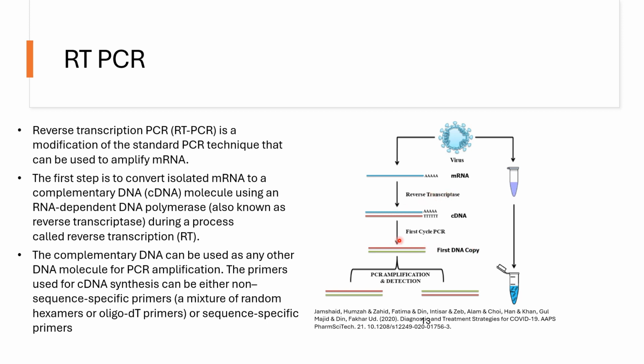The primers used for cDNA synthesis can either be a non-sequence specific primer, that is, a mixture of random hexamers or oligo-dT primers, or sequence specific primers. Random hexamers are mixtures of all possible combinations of 6 nucleotide sequences that can attach randomly to mRNA and initiate reverse transcription of the entire RNA pool. Oligo-dT primers are complementary to the poly-A tail of mRNA molecules and allow synthesis of cDNA only from mRNA molecules.